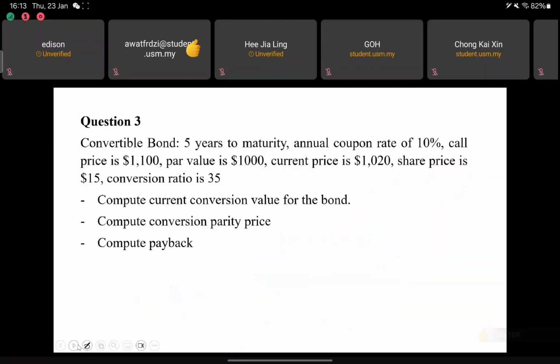Great. And the last question is the convertible bond. For the convertible bond, we learned previously, and all the formulas are available in the slides. Based on the information here, you have to calculate the current conversion ratio, conversion value, the conversion parity price, and the payback period. I give you all the answers, and you try it and then check with the answers here.